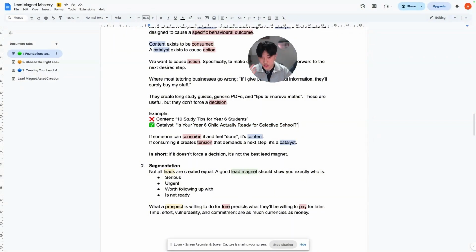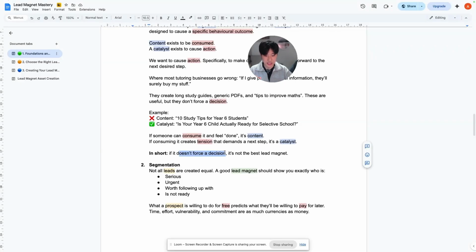So if someone can consume it and feel done, that they've got their problem solved and there's no need to reach back out to you, that's content. If consuming it creates tension that demands a next step from them, that is a catalyst. So in short, if it doesn't force a decision, it's not the best lead magnet.